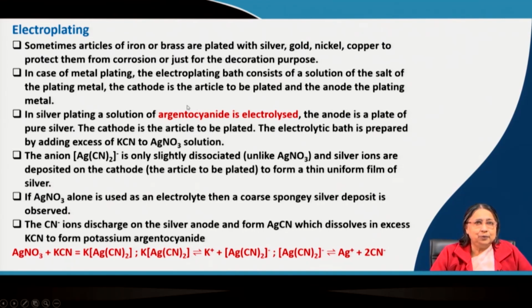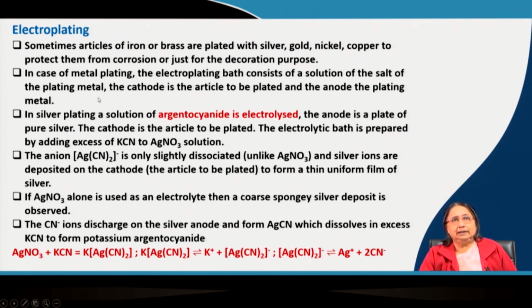Now, the important part I will tell you: in metal plating, the electroplating bath consists of a solution of the salt of the plating metal by which you will plate, say for example, silver or gold. So, that salt is there in the electroplating bath, and we use a cathode. What is the cathode? It is the article to be plated, on which you want to plate the silver or gold, okay. And the anode is the plating metal.